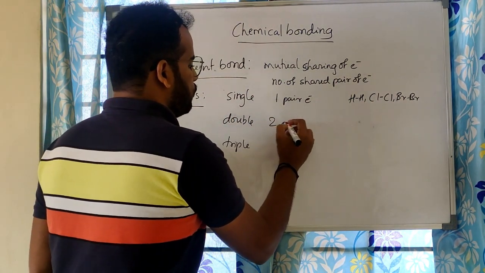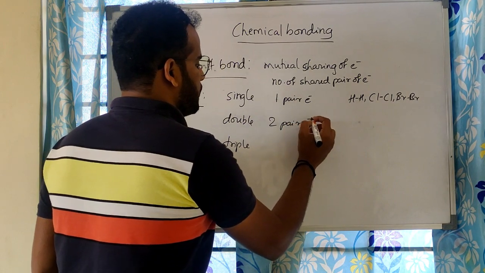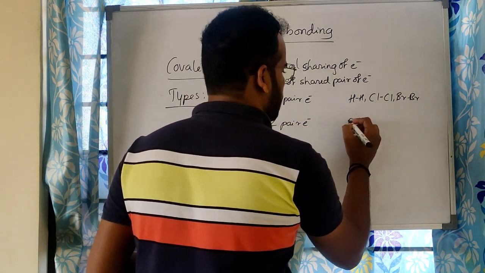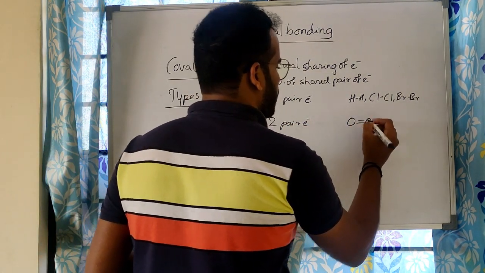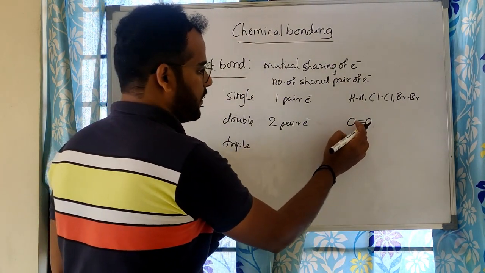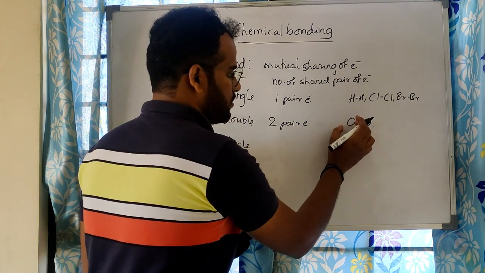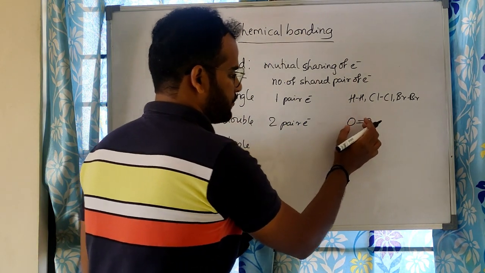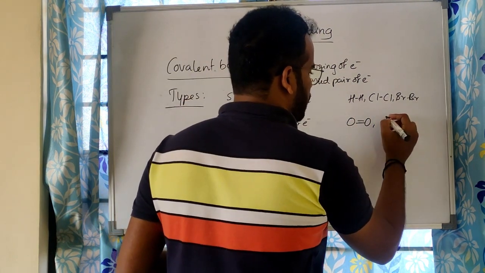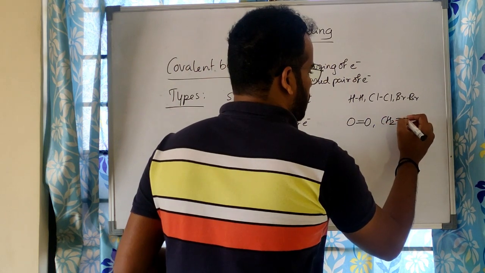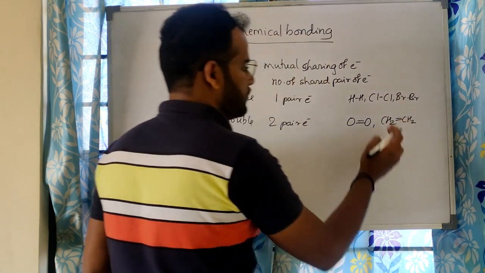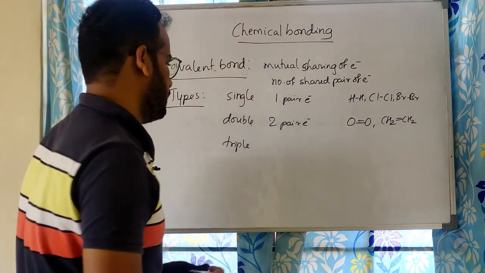Double bond, 2 pairs of electrons are shared between the 2 atoms. For example, oxygen. So here, 2 bonds, 2 lines I have written, means double bond. 2 pairs are shared by the 2 atoms. One more example, ethene we can give, CH2 double bond CH2. So there is a double bond between carbon and carbon.